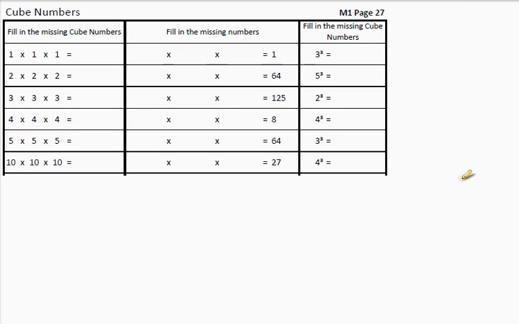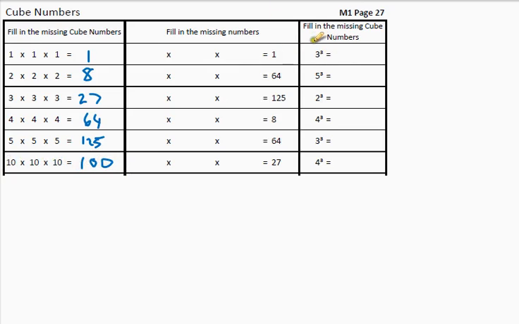As I've just done square numbers, I feel it is necessary to very quickly look at cube numbers. 1 times 1 is 1 times 1 is 1. 2 times 2 is 4 times 2 is 8. 3 times 3 is 9 times 3 is 27. 4 times 4 is 16 times 4, 64. 5 times 5 is 25 times 5, 125. 10 times 10 times 10, 1 times 1 is 1 times 1 is 1 with 1, 2, 3 zeros.